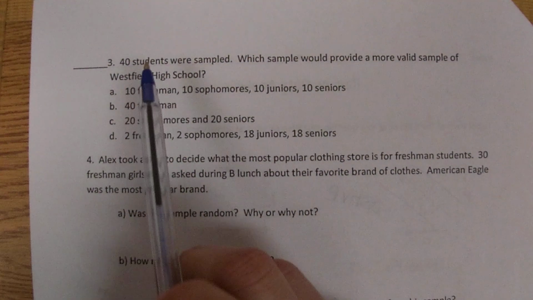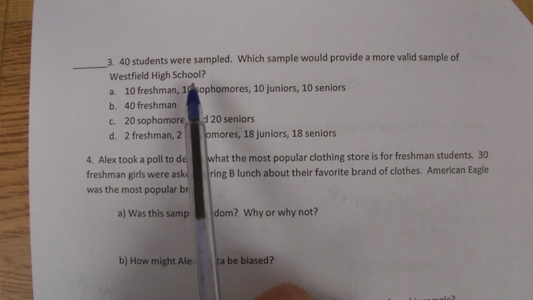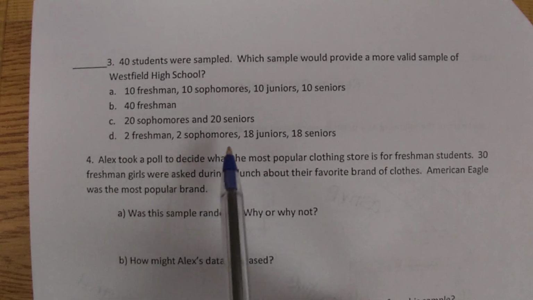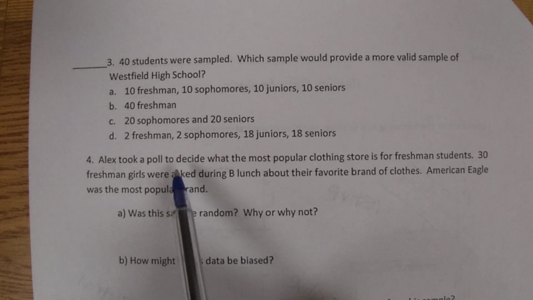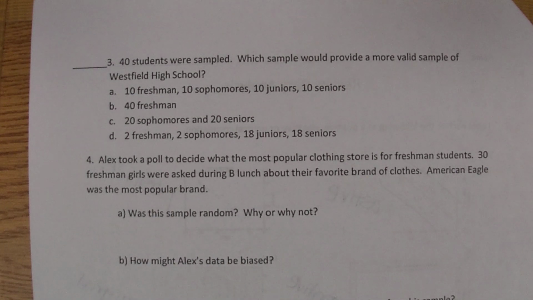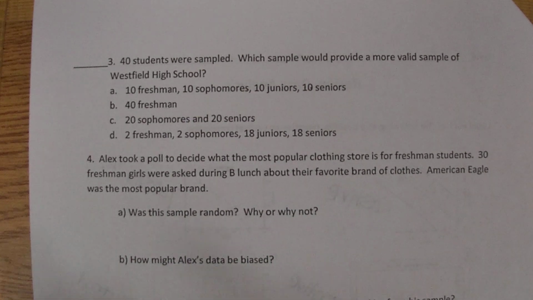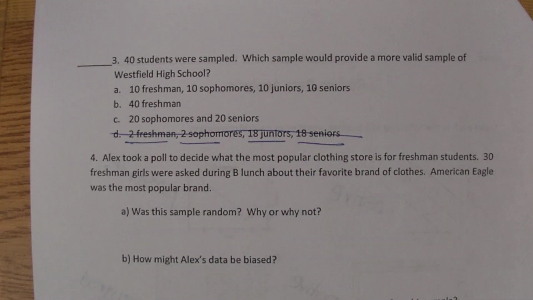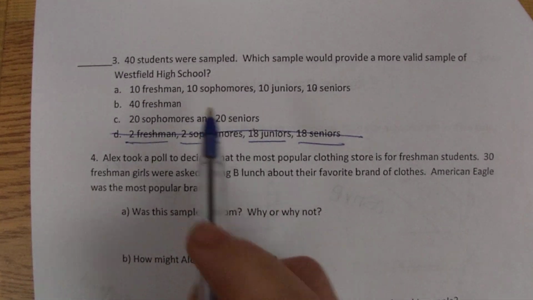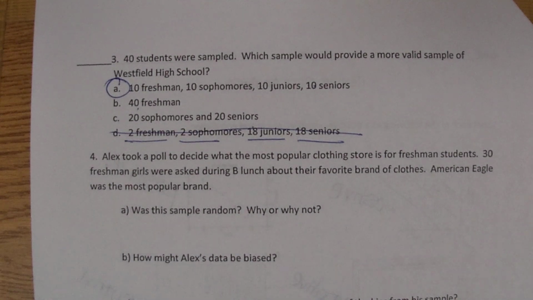Number 3, 40 students were sampled. Which sample would provide a more valid sample of Westfield High School? If we're looking at Westfield High School, that means we want to include all grade levels, and all of our grade levels are pretty much distributed evenly. Obviously, we have some classes larger. While these numbers wouldn't have to be exactly the same, right down here we're 2 different, so that wouldn't be the best. Okay, this doesn't include all the grade levels, nor does this one, so we would pick option A.